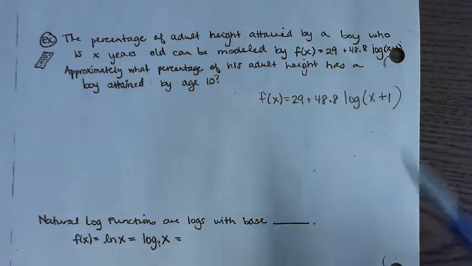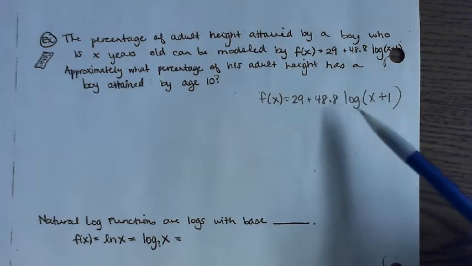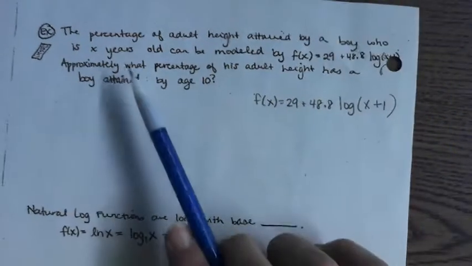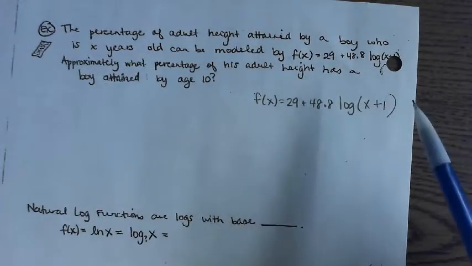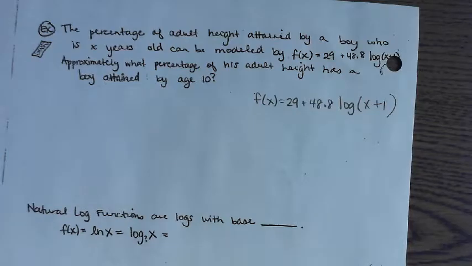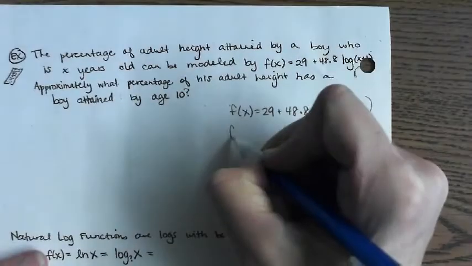So I can use this function to predict the adult height attained by a boy who is X years old. Oh, the percentage rather. The percentage of his adult height. So this won't give me the adult height. If I plug in for a 10-year-old boy, approximately what percentage of his adult height has a boy attained by age 10? I would do f of 10.